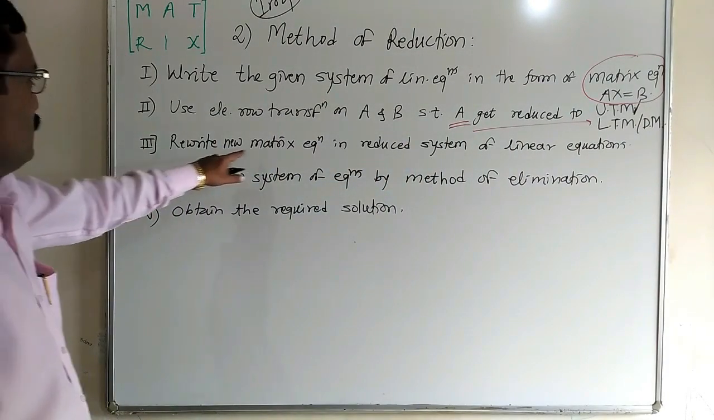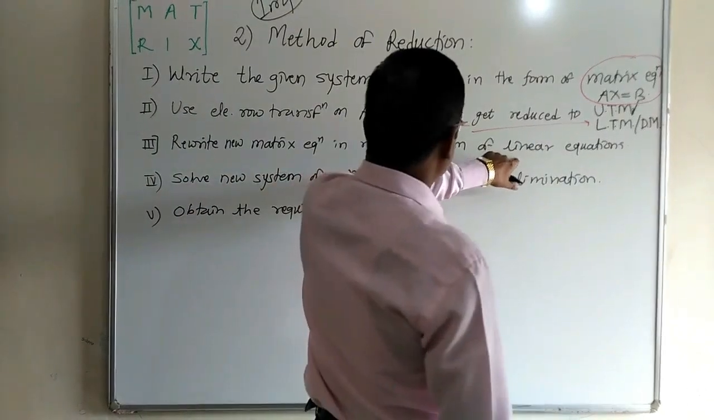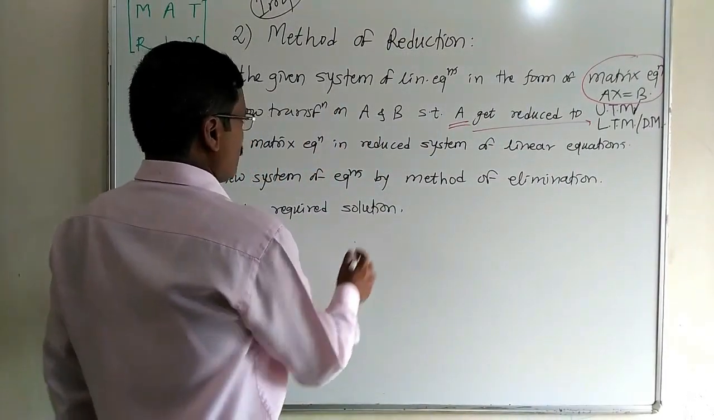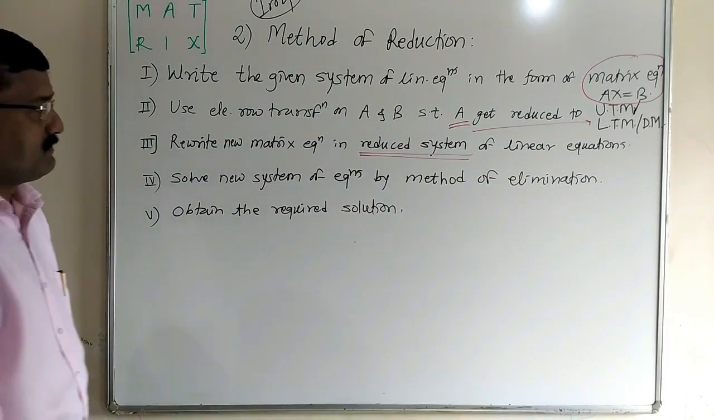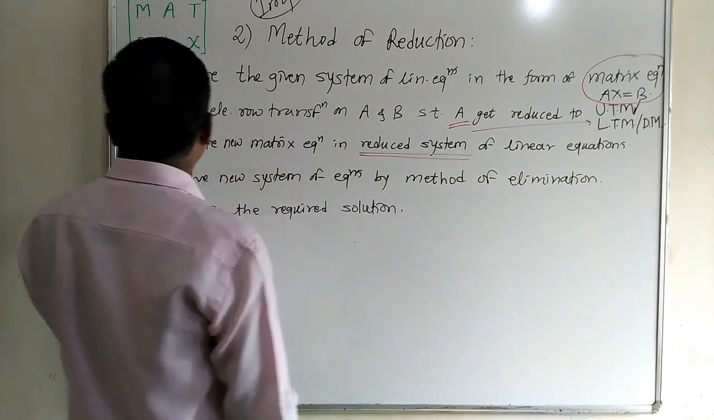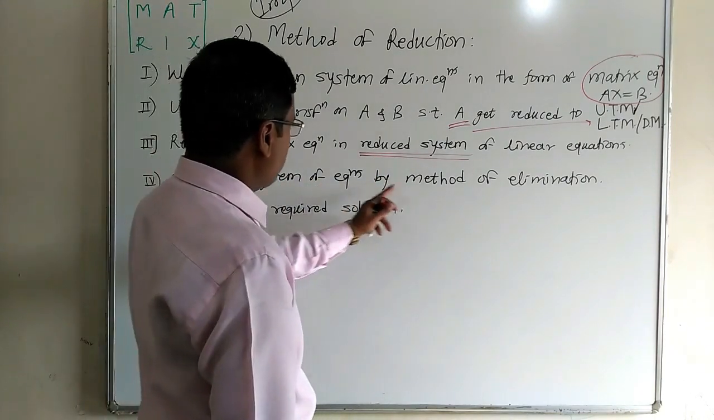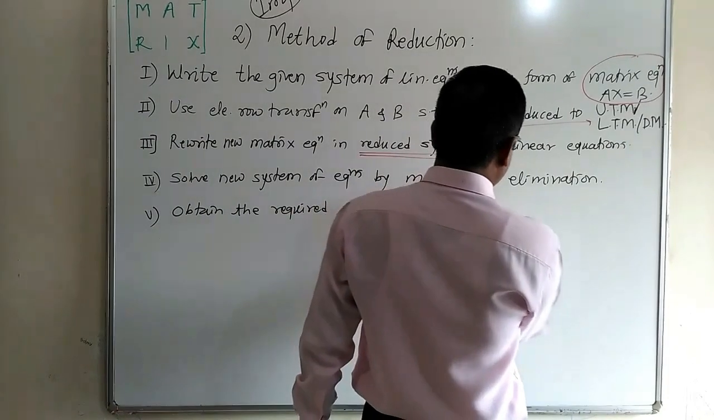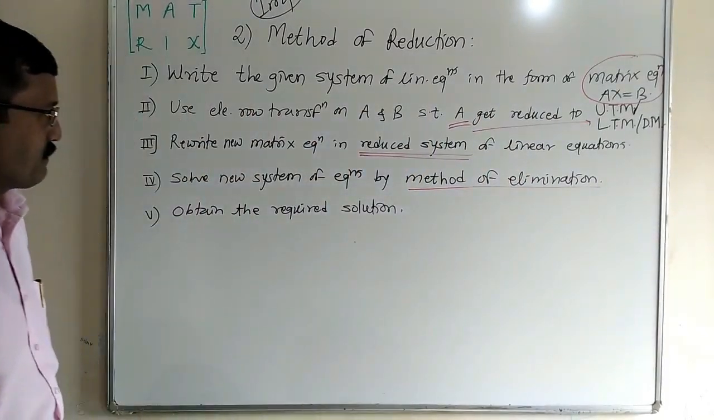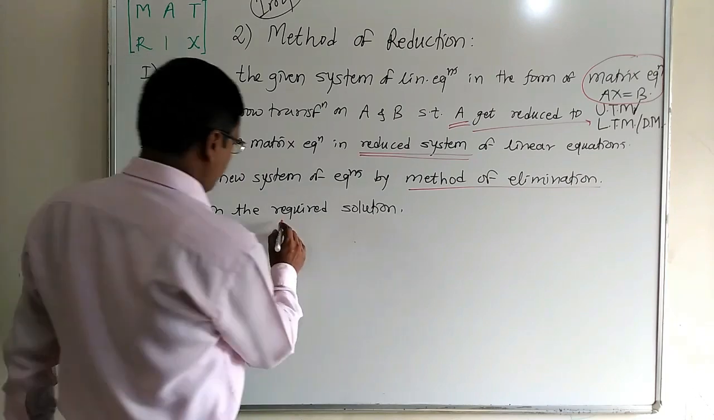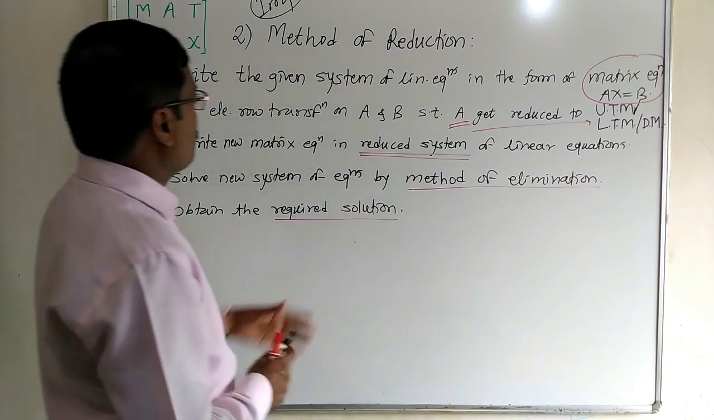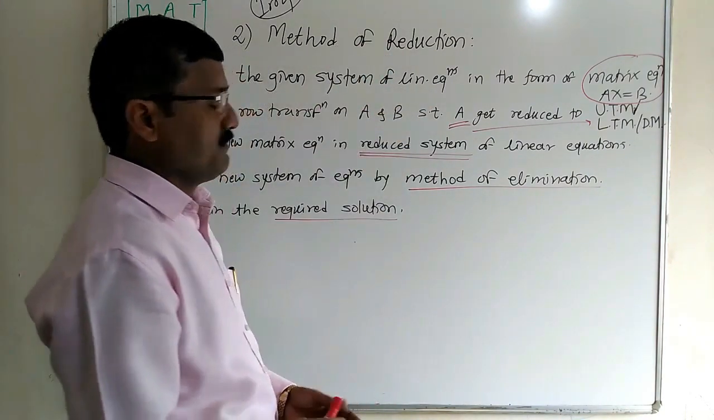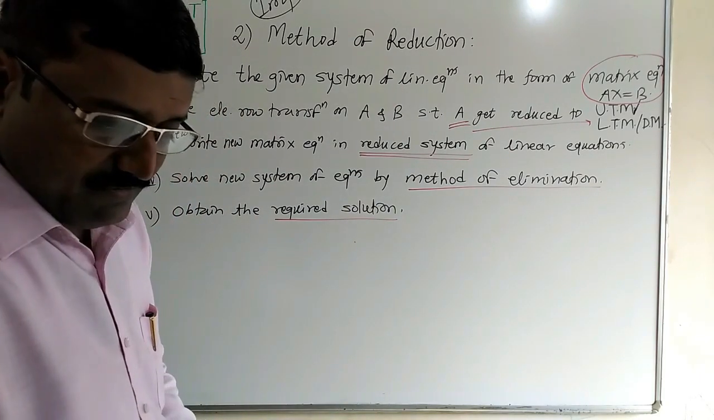In third step, rewrite the new matrix equation in reduced system form of linear equations. So this is a reduced system. So the number of variables remains the same, but the number of terms gets reduced. And in fourth step, solve those system of equations by method of elimination and obtain the required solution. That is the last step. So let us follow these 5 steps to obtain the solution of given system of linear equations by using method of reduction. For that, we will take one example here.